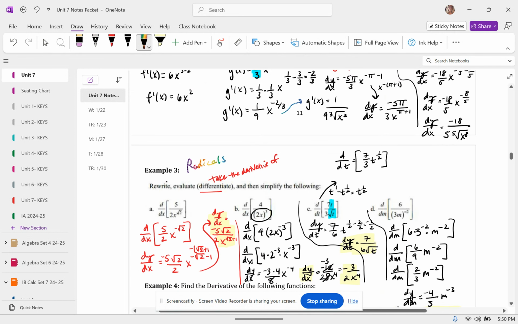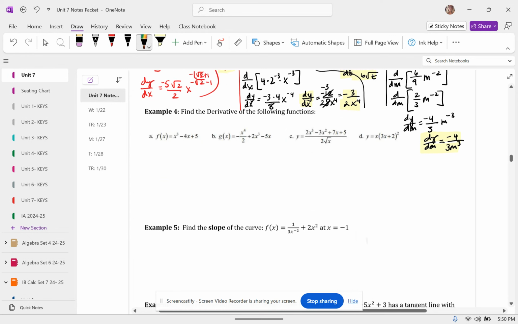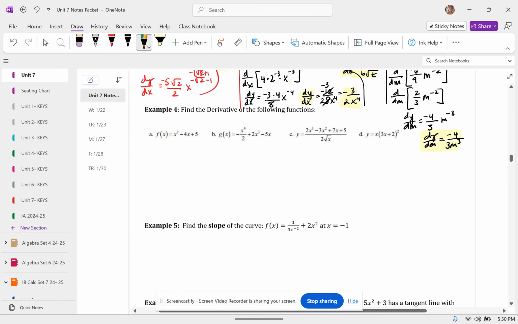All right. And then example 4, it says find the derivative of the following functions. Okay, so I only know how to take the derivative of polynomials at this stage in the game. So you should be looking at this one and this one and thinking, I'm going to have to do some algebraic manipulation to get that thing into a form where I can actually take the derivative of it. Okay, so I would have f prime of x is equal to 3x squared minus 4, and then that's it. That one was easy.